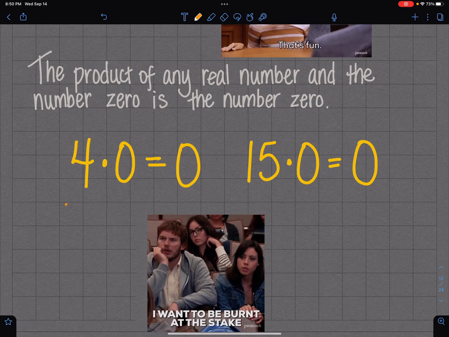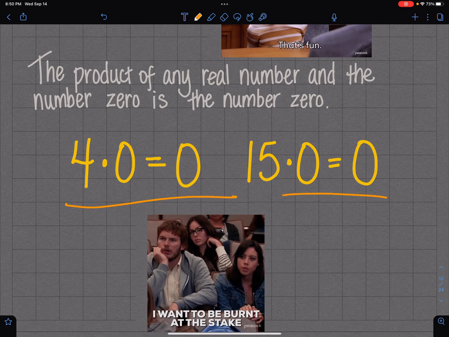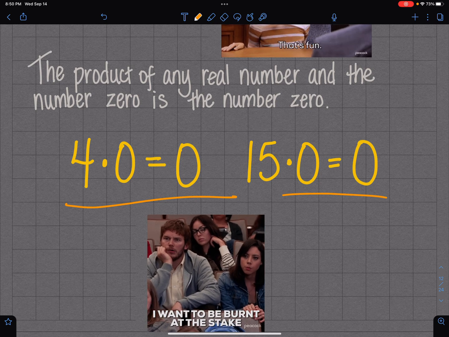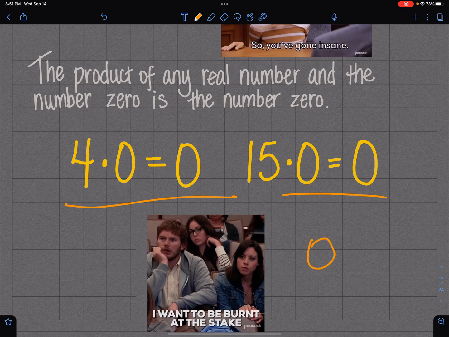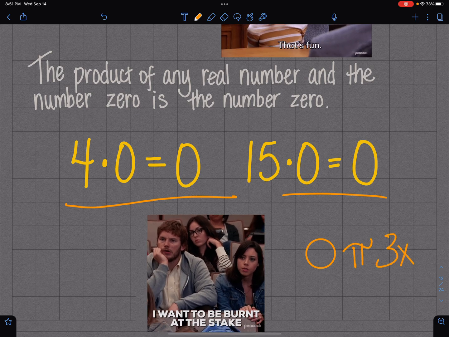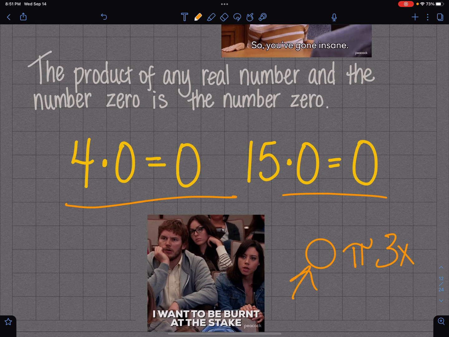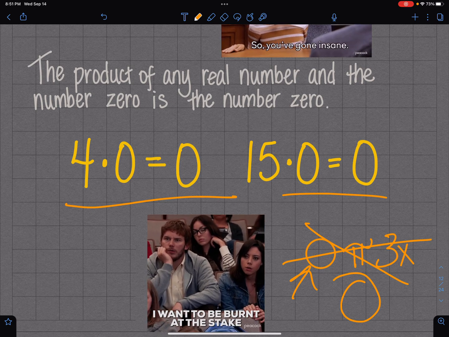Of course, when you multiply anything by 0, you get 0. Even though it seems obvious when you do 4 times 0 is 0 and 15 times 0 is 0, you're going to get some really complicated math problems in the future. But even if a 0 is surrounded by pi, 3, x, whatever, if there's a 0, the whole thing becomes 0. You're going to love this property when we get to more advanced math, so trust me.